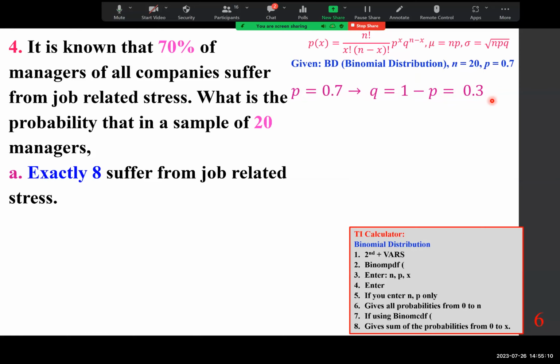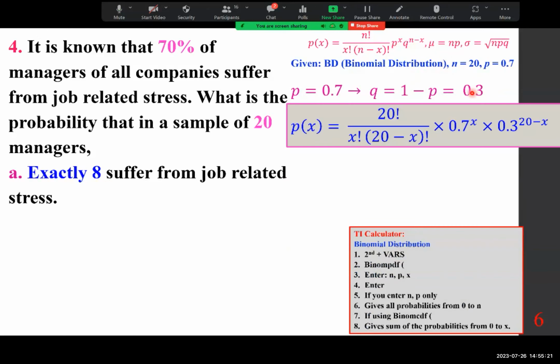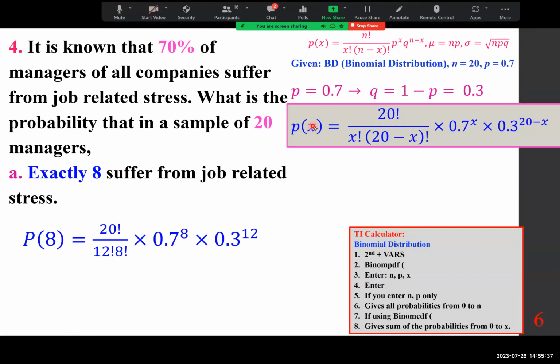And now into this formula, we are going to replace the N with 20, P with 0.7, Q with 0.3. So this is the way it looks. Exactly 8. Replace the X with 8. So if I do that, this is 8 factorial, this is 20 minus X, 12 factorial, in any order, it doesn't matter. 0.7 to the power of 8 and 0.3 to the power of 20 minus 8 or 12.